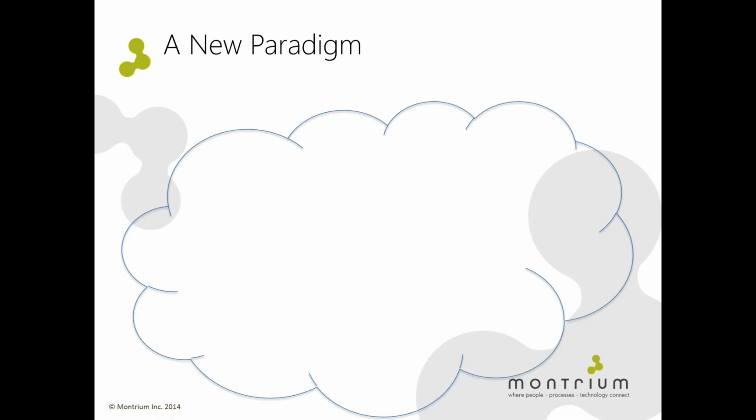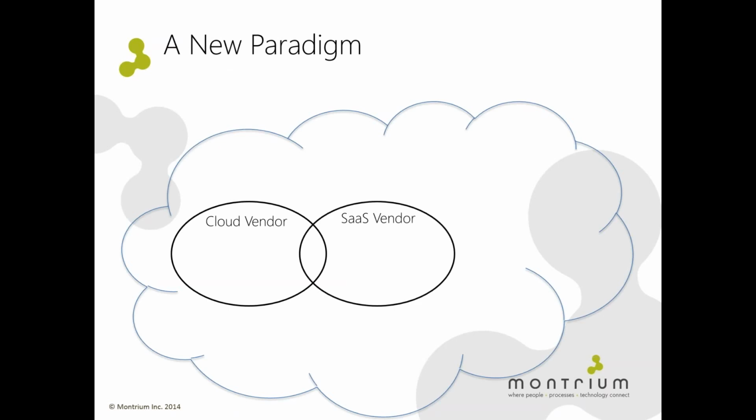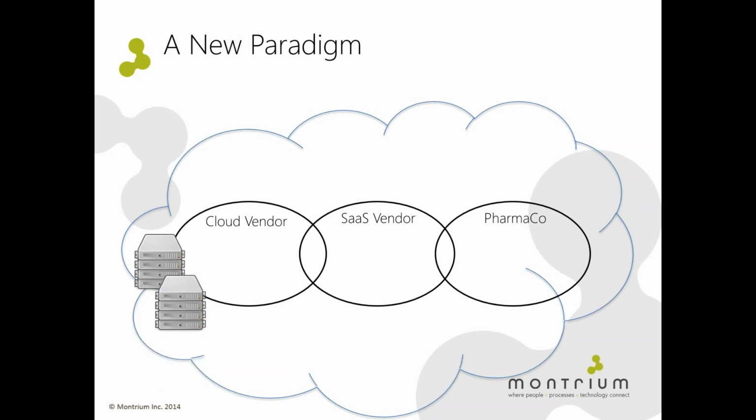So this new paradigm that we were talking about, obviously we have a cloud environment which is out there somewhere, and within that environment we have different actors. We have the cloud vendor, we have SaaS vendors, so these are typically organizations that are providing a solution which is deployed on the cloud, and so Montrium, for example, is a SaaS vendor, and we provide our Montrium Connect solution on Azure, so Microsoft's cloud. And then finally we have the users, so the pharma company, and all three of these organizations have a role to play.